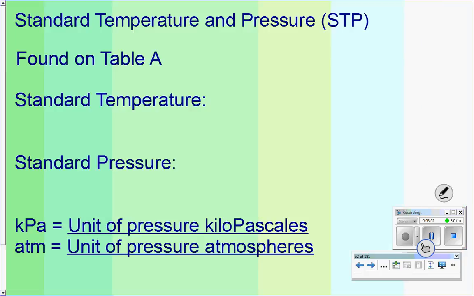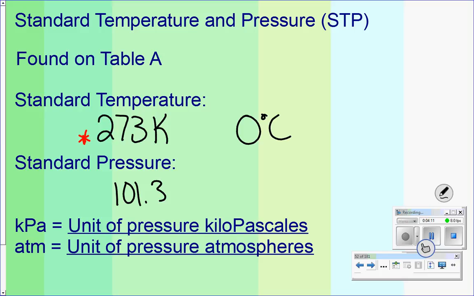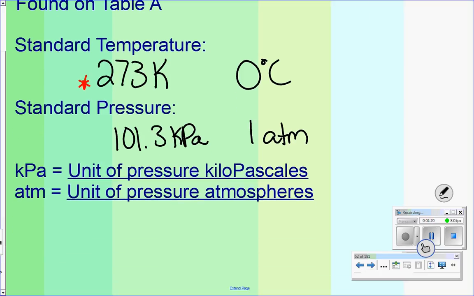One table you're going to need to use in this unit is Table A. And one thing you'll be using this for is finding the conditions of standard temperature and pressure. Standard temperature can be given as 273 K or 0 degrees Celsius. We'll be using this one. Standard pressure can either be 101.3 kPa, which is the SI unit, or 1 atmosphere. We do calculations using both units of pressure. So kilopascals or atmospheres, the one that we choose will depend on the problem that we are given.